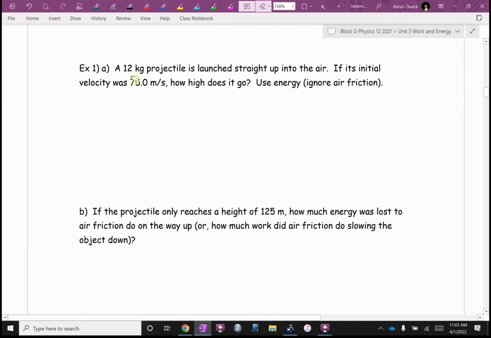I would say, okay, VI is 75. At the top for a split second, what's VF? I would use VF squared equals VI squared plus 2AD. But it says use energy. Okay, let's use energy. It's going to look like this.